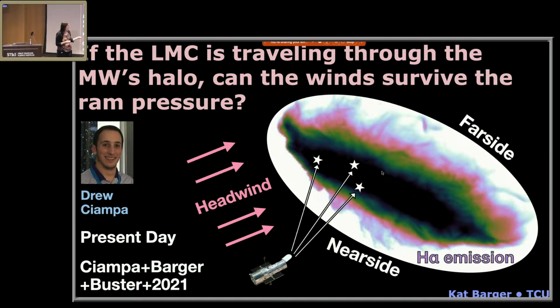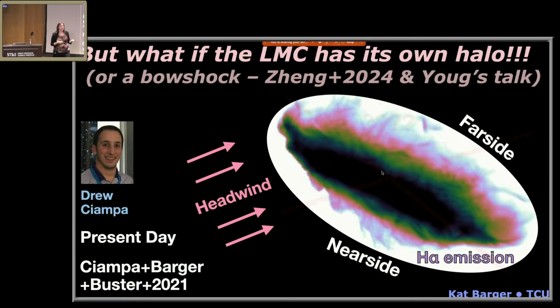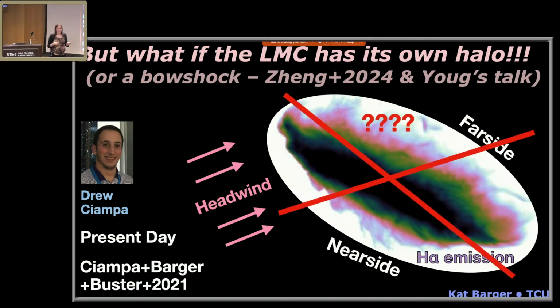One of those ideas is that people now think the LMC is a lot more massive, and because they think it's a lot more massive, they think that the LMC itself might actually have its own halo.